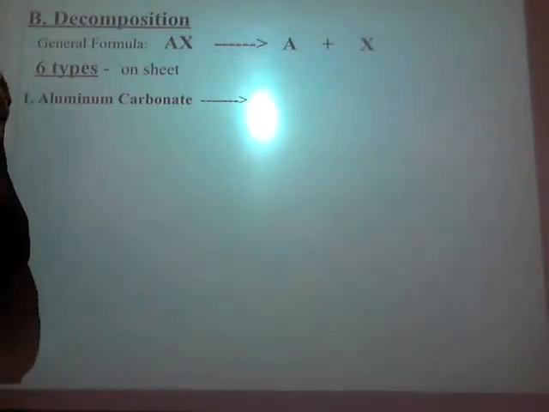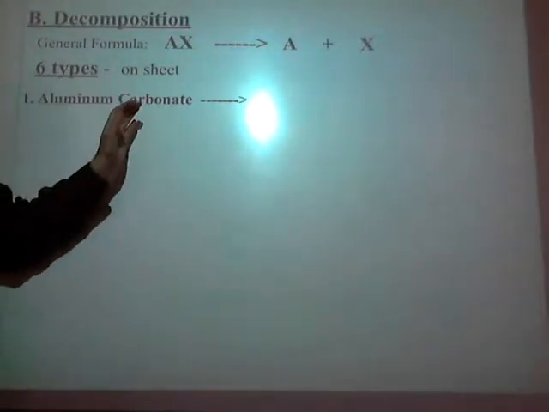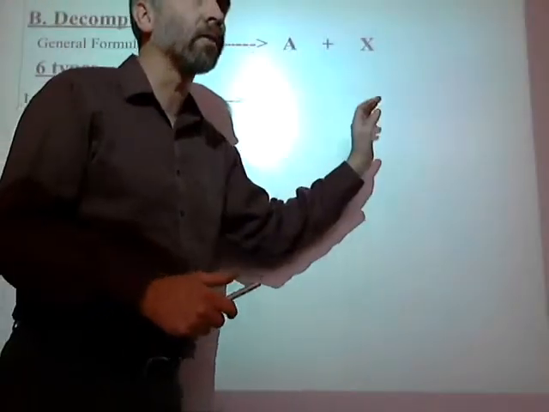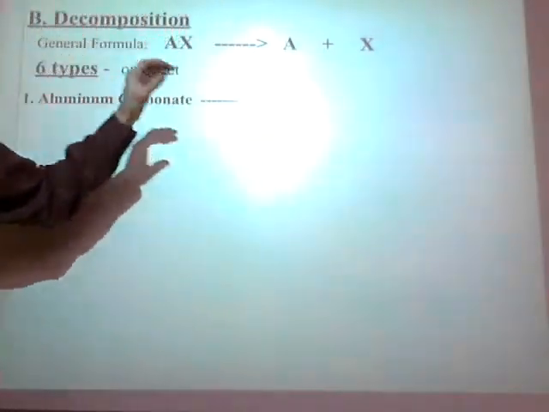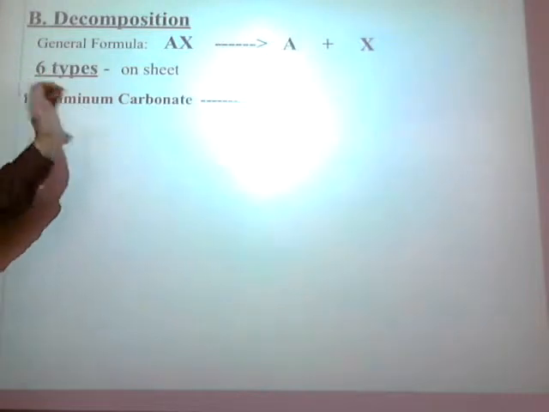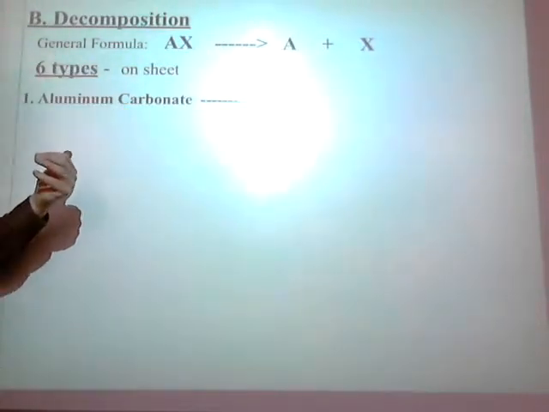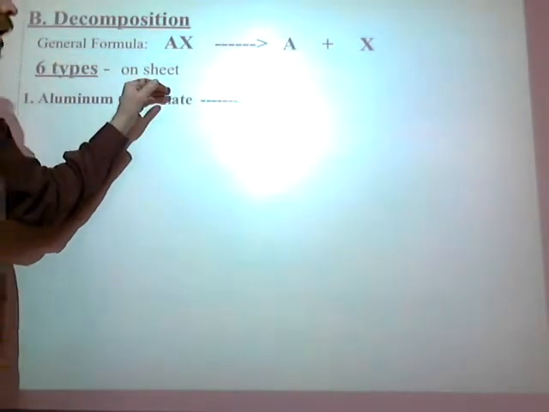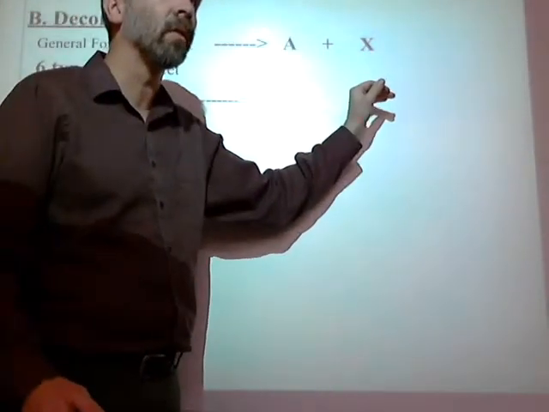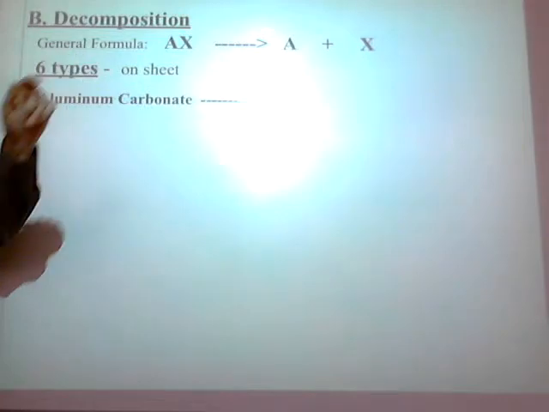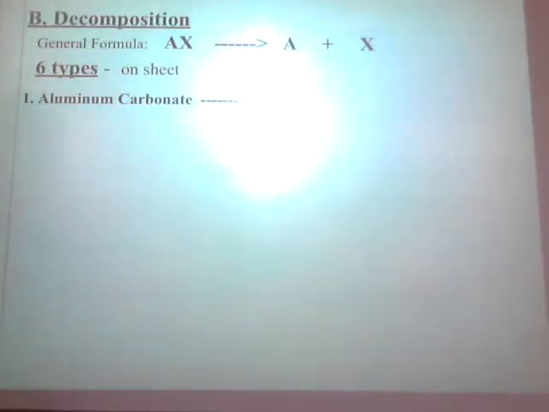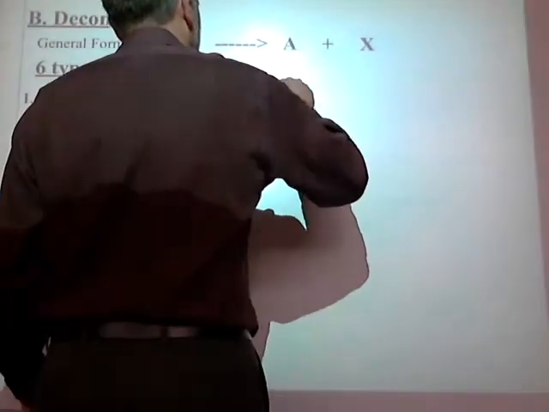Correct. Now, that's the general formula. I'm simply asking that you apply that general formula, metallic carbonates yield metallic oxides plus carbon dioxide, to the specific example. Who's my metal in this case? Aluminum. So if metallic carbonates yield metallic oxides, what is aluminum carbonate going to yield? Anyone? Aluminum oxide.